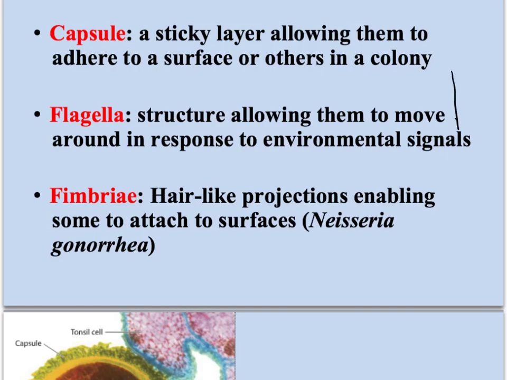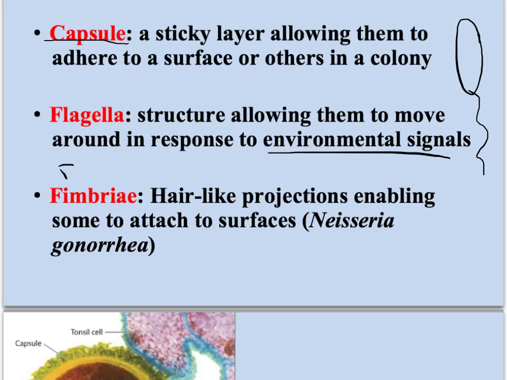Okay, so cellular adaptations, external structures. So you have a capsule. Some of them have a capsule. It's a sticky layer allowing them to adhere to a surface or others in a colony. Flagella, structure allowing them to move around in response to environmental signals. So here's a bacteria cell, and then this flagella. It's just a protein structure that can flip around, and it kind of propels them forward. So environmental signals, this would be they can move towards food or away from toxins.